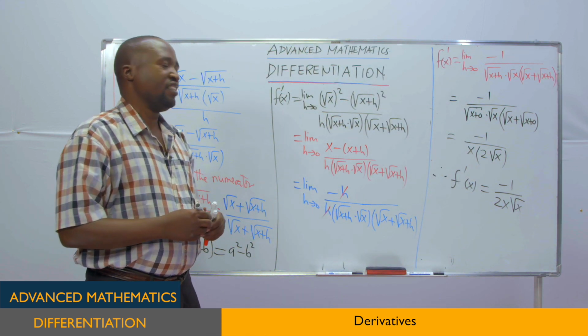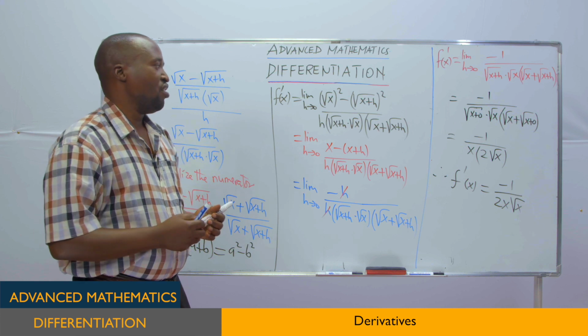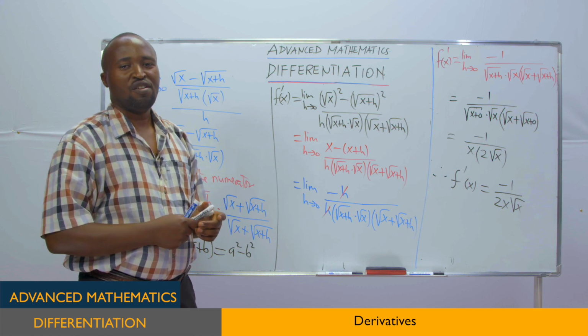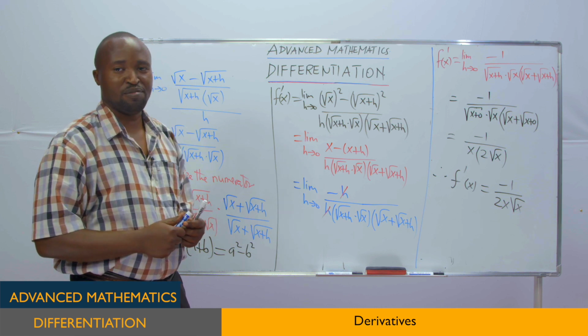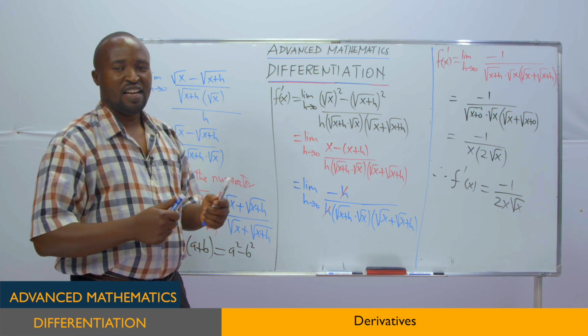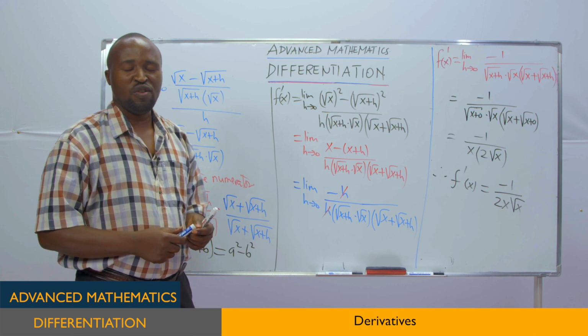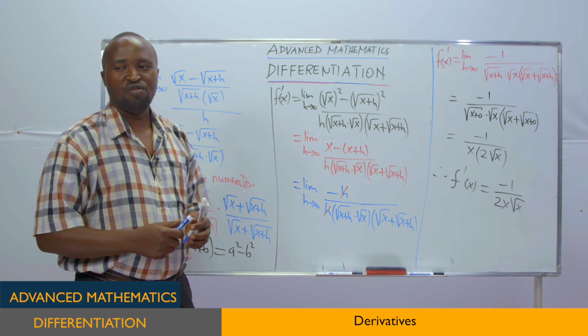That is how to find the derivative of a reciprocal of a square root of a variable by first principle. Let us proceed with the last review question.